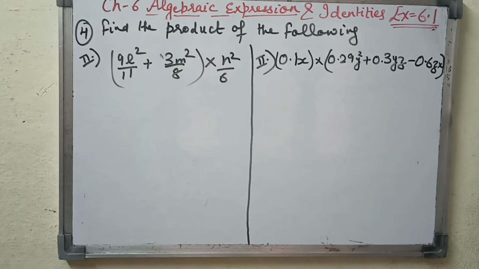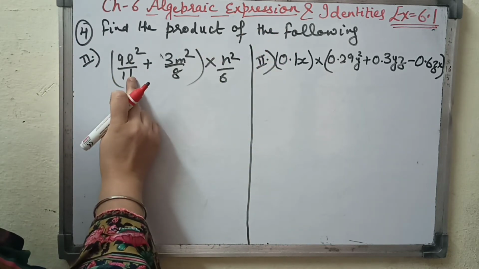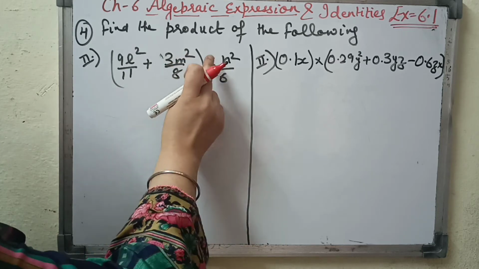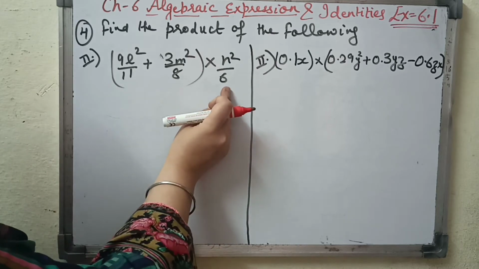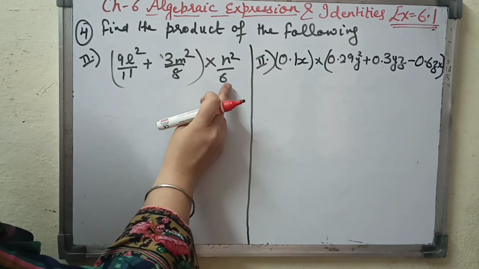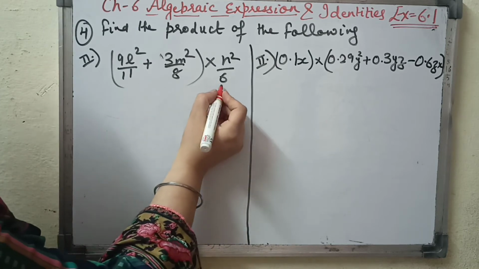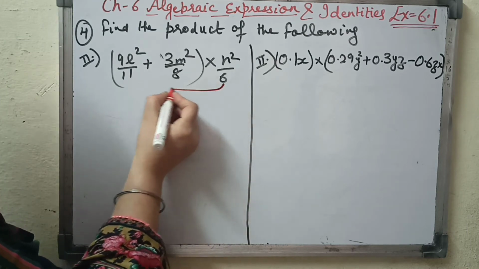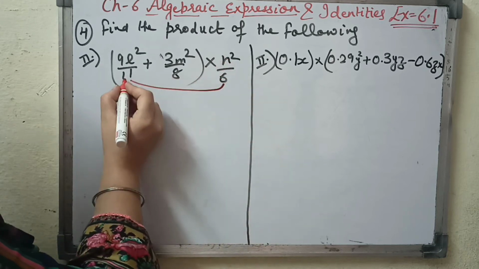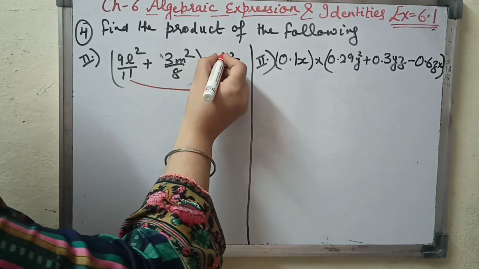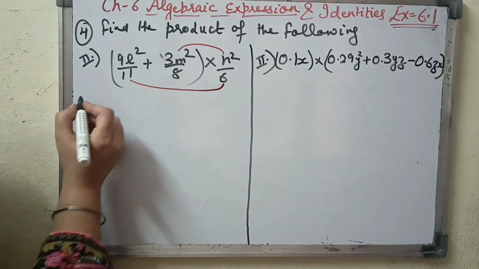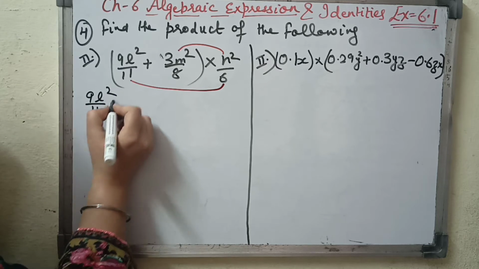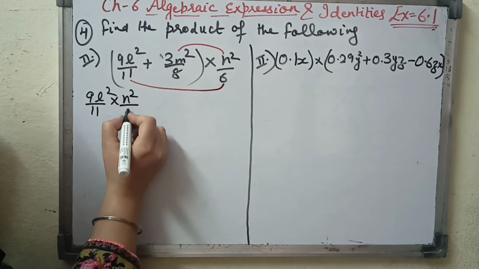Now, sum number 4 is: find the product of the following. And the statement is 9l square over 11 plus 3m square over 8, multiplied by n square over 6. This is a binomial and this is a monomial. Whenever we multiply a monomial with a binomial, we have to multiply the monomial with each term of the bracket. n square over 6 multiplied with 9l square over 11, and then n square over 6 is multiplied with 3m square over 8. That is 9l square over 11, it is first of all multiplied with n square over 6.